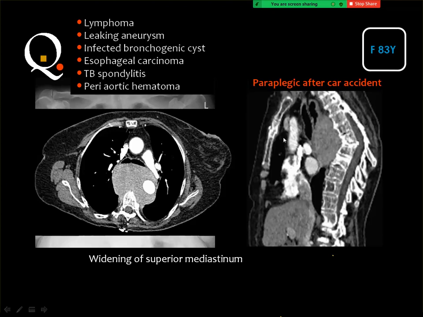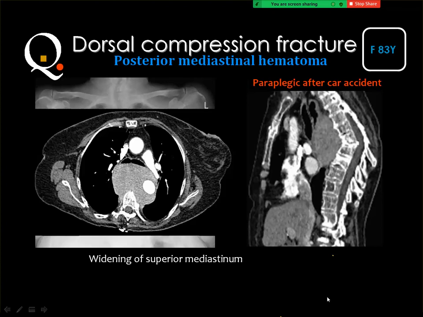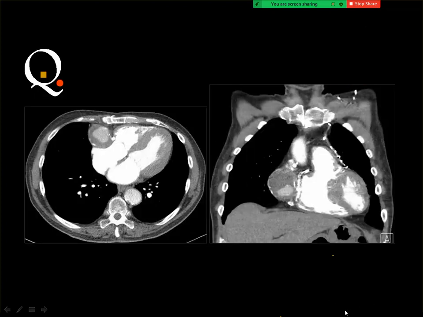And this is the right answer, where you got fracture of the spine and a big posterior mediastinal hemorrhage surrounding the aorta. If the aorta is ruptured, you got some of the contrast material also leaking within the hematoma, and this is a catastrophic event, of course. But this hematoma, I think, is coming from the spine, not from the aorta itself. Yes, dorsal compression fracture with posterior mediastinal hematoma.